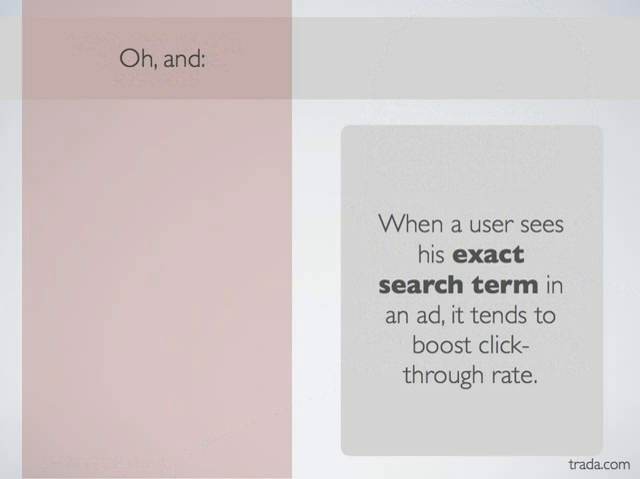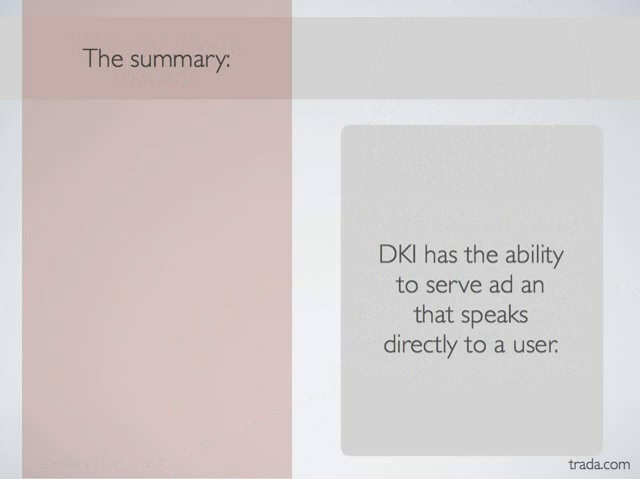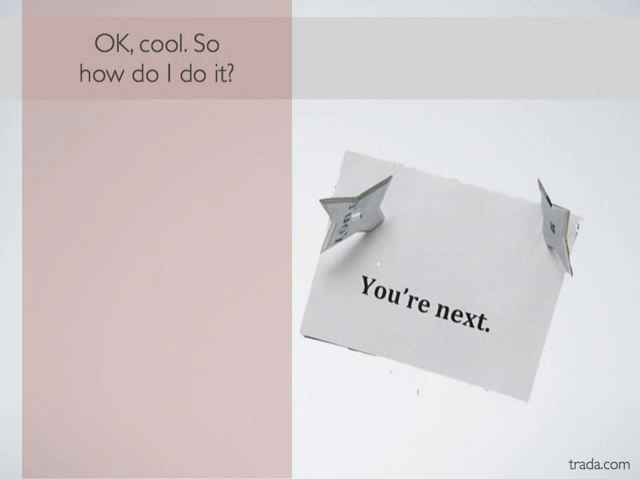Yeah, so in many ways, it just saves you time. And when a user sees the exact search term in an ad, it tends to boost click-through rate. And when you use dynamic keyword insertion, it actually bolds the search term, which just makes the ad seem really relevant. It makes it seem really tight. And it has the ability to serve an ad that speaks directly to a user. So if you're typing something in and you see exactly that term in the ad, you're more likely to click. So it's cool. Let's talk about how we do it.